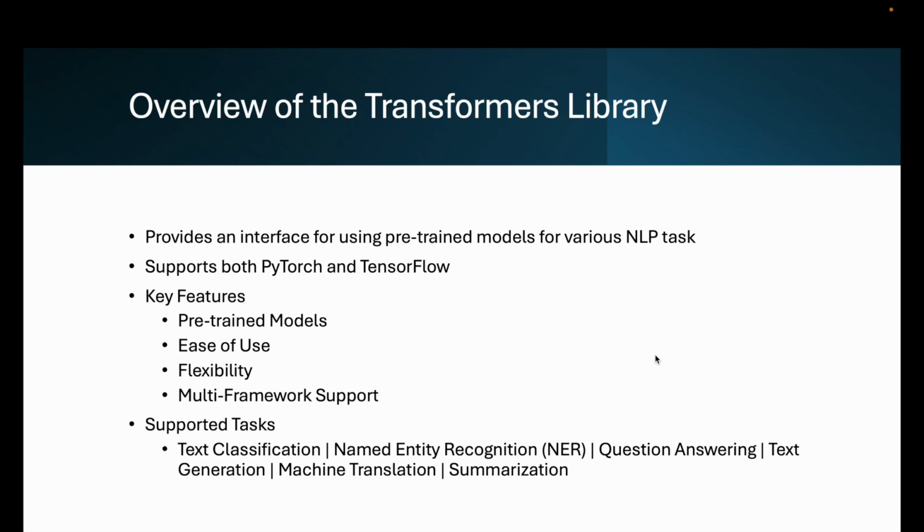Ease of use: high-level APIs for quick implementation. Flexibility: low-level APIs for customization and fine-tuning. Multi-framework support: works with PyTorch and TensorFlow. Now, some of the supported tasks are text classification, named entity recognition, question answering, text generation, machine translation, and summarization. And we'll look at all of these in detail.